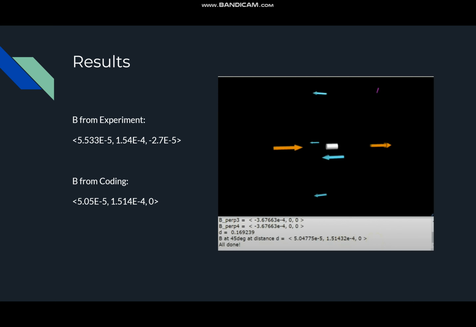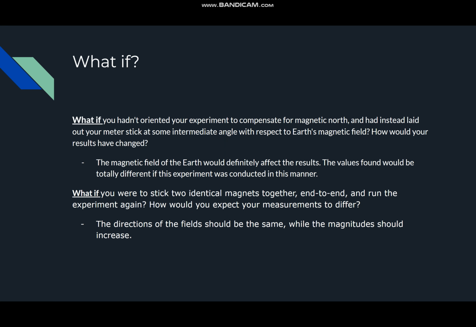So pretty good job. As for the what-if questions, what if you hadn't orientated your experiment to compensate for magnetic north, and instead laid out your meter stick at some intermediate angle with respect to Earth's magnetic field? The magnetic field of the Earth would definitely affect the results. The values found would be totally different if the experiment was conducted in this manner.